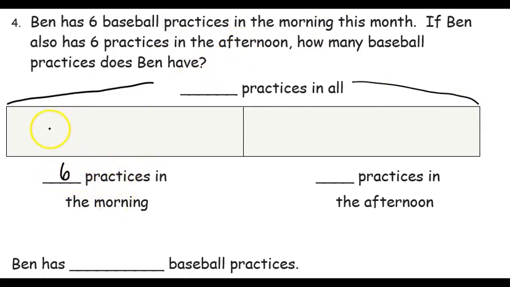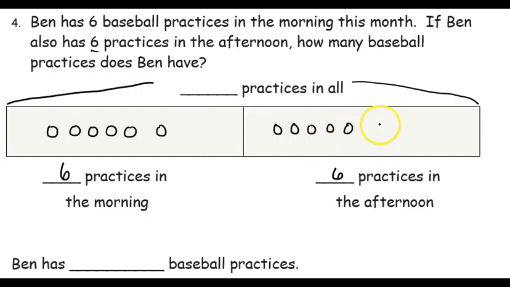There are 6 practices in the morning, and I'll draw those 6. And then it also says that he has 6 practices in the afternoon, so I'll fill that in and draw those 6. And now we just need to find the total. So I have 5 here and 5 there, that makes 10, and then 2 more would make 12. So Ben has 12 baseball practices in all.